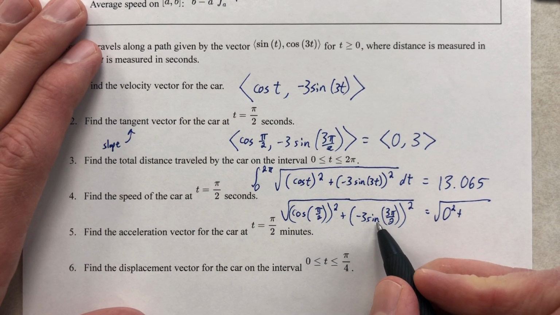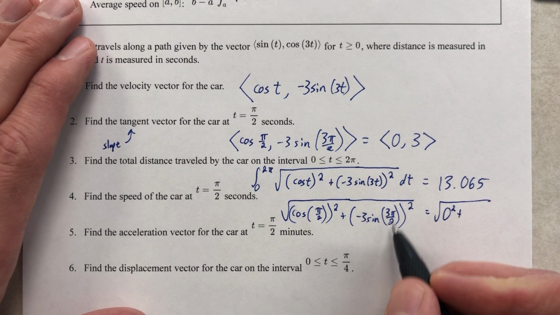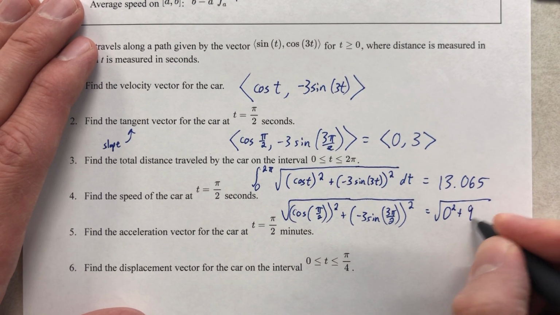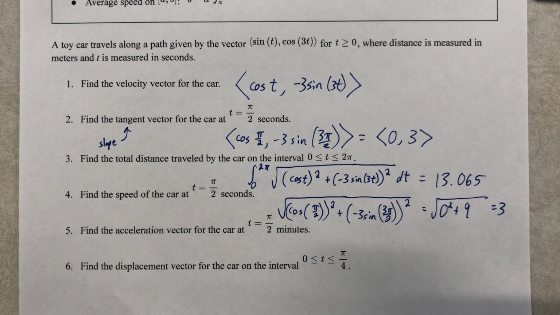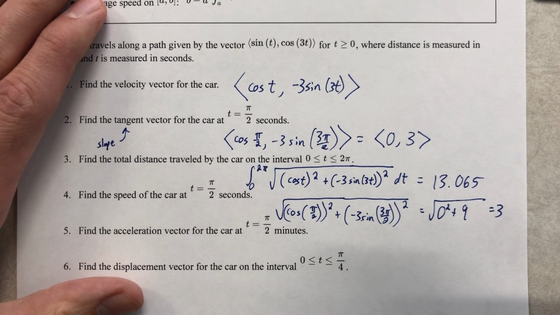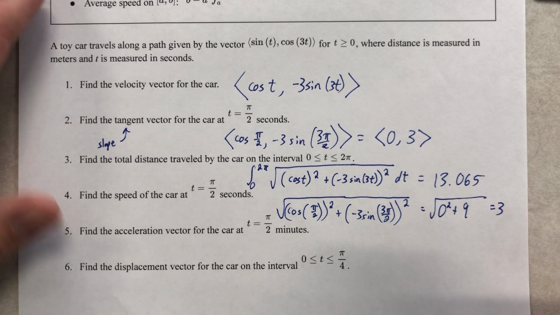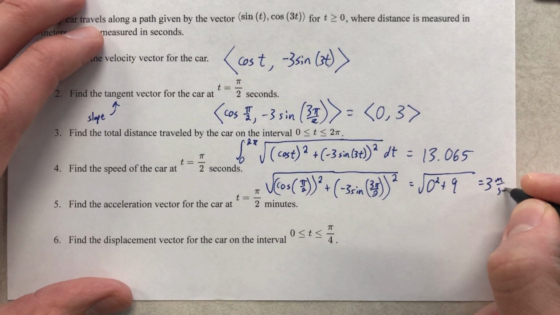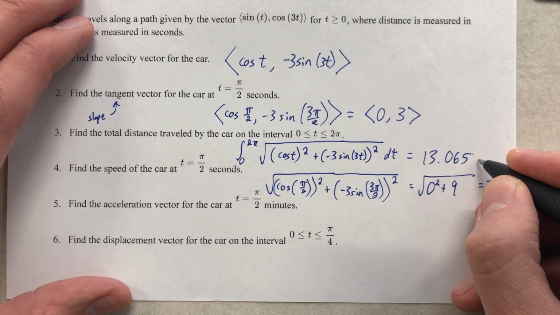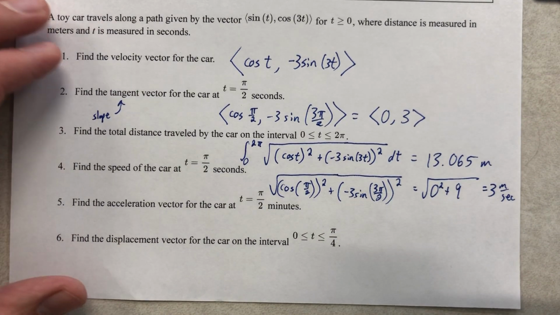And then this is sine of 3 pi over 2, which is negative 1. Negative 3 times negative 1 is positive 3. 3 squared is 9, so 3. Okay? I want to put units on this one because I really want to make sure that I understand the context. This is the speed of a car, and we are measuring time in seconds, distance in meters, so this is meters per second. And for the previous answer, you could say that it is meters, the total distance traveled by the car.